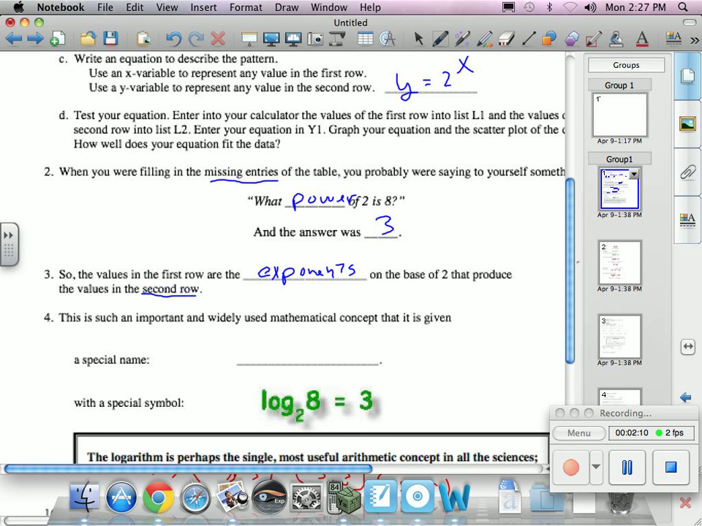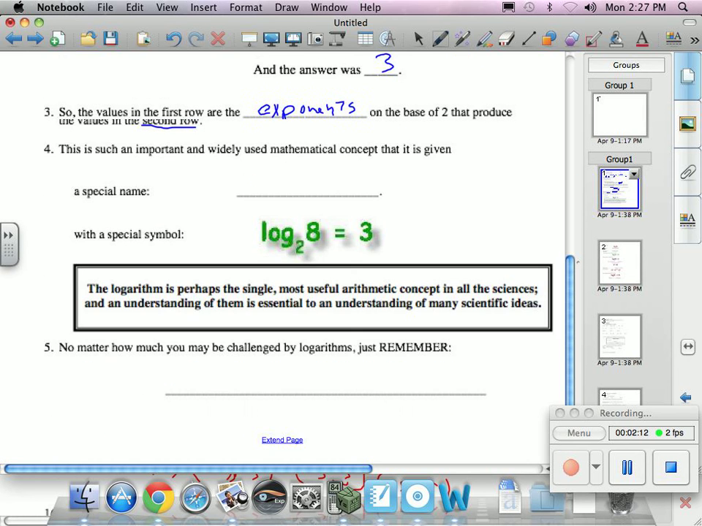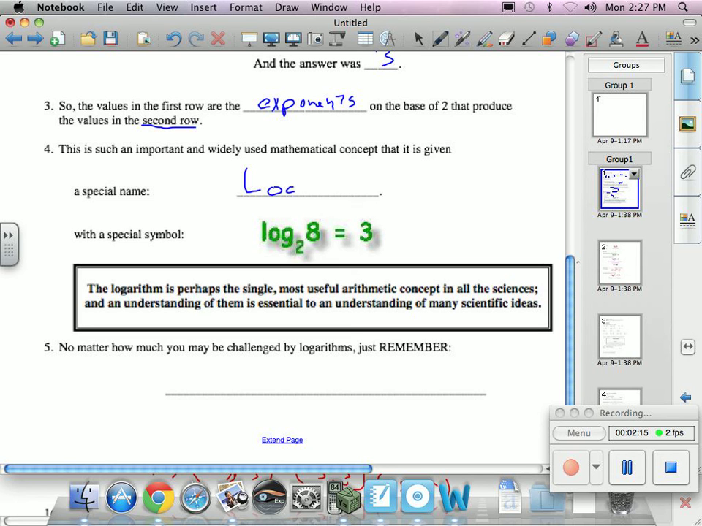This is such an important and widely used mathematical concept that it is given the special name logarithm. And logarithm simply means exponent. The logarithm is perhaps the single most useful arithmetic concept in all of the sciences, and an understanding of them is essential to understanding many scientific ideas. No matter how much you can be challenged by logarithms, just remember, logarithms are exponents.